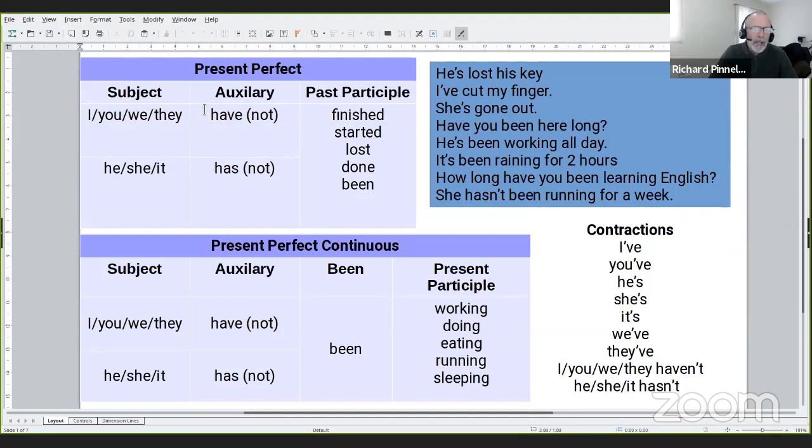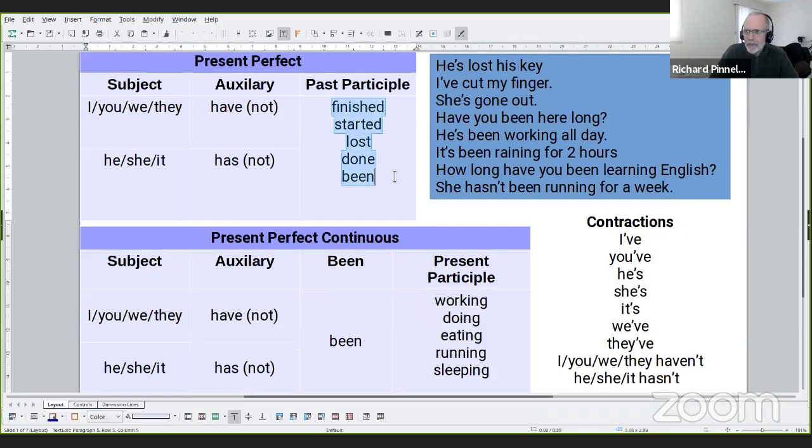So, for example, I have finished. This is an example of the present perfect. You have finished. We have finished. They have finished. If it's third person singular, we use the auxiliary has instead of have. He has finished. She has finished. The main verb is in the past participle, and the past participle of regular verbs is formed by adding ed. So the past participle of finish is finished. It's the same as the past. And the past participle of start is started.